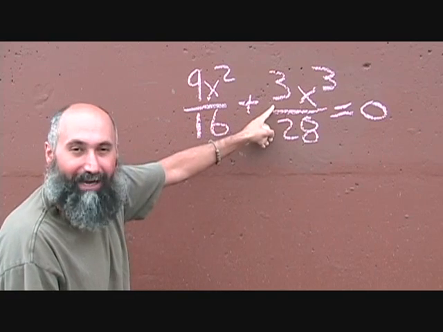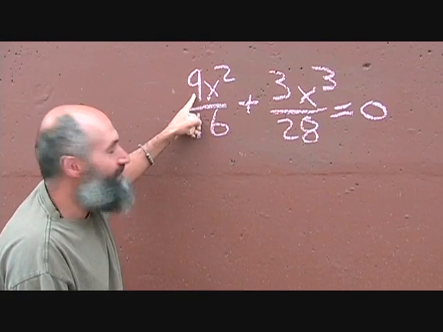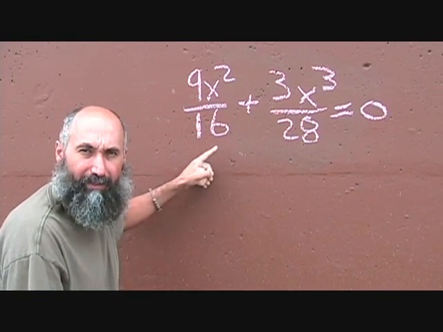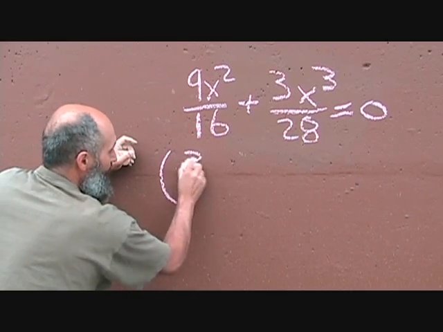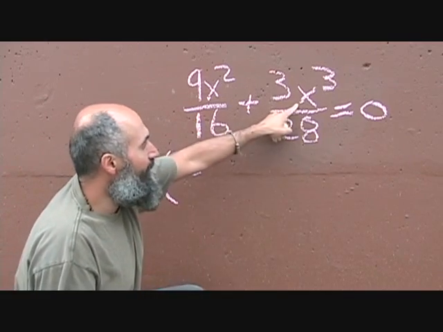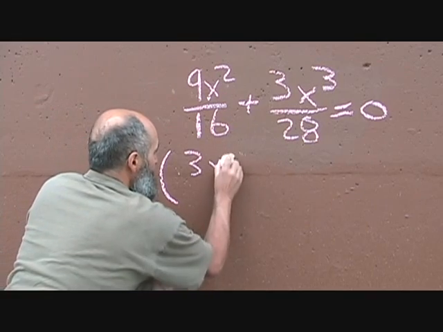You have a 9 and you have a 3. What's the greatest common factor between 9 and 3? Well, that's just 3. So let's put our brackets. You take out a 3 from here, and a 3 from here. You have an x squared here, and an x cubed, so you can take out an x squared.